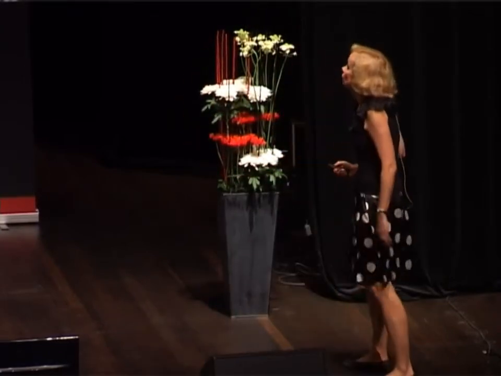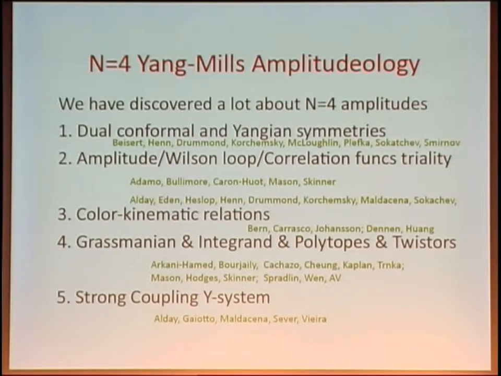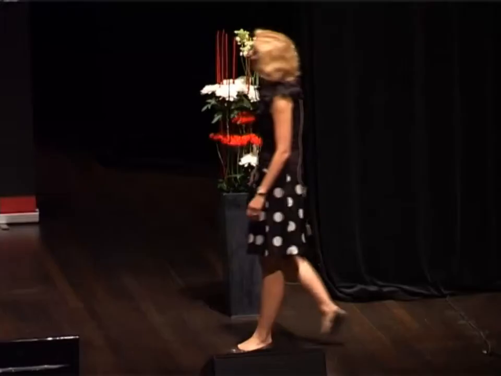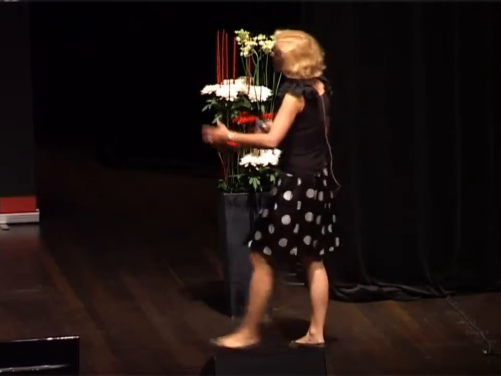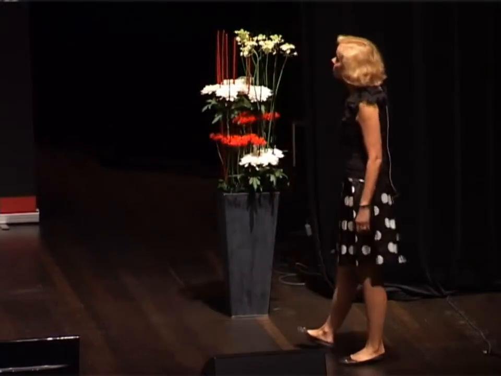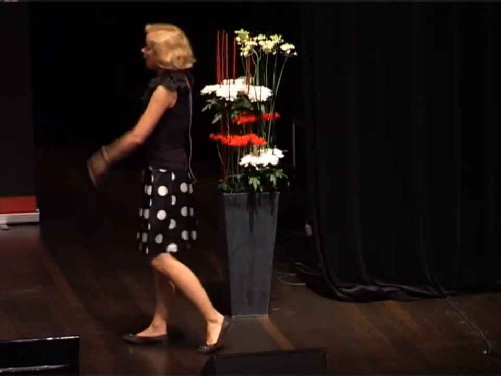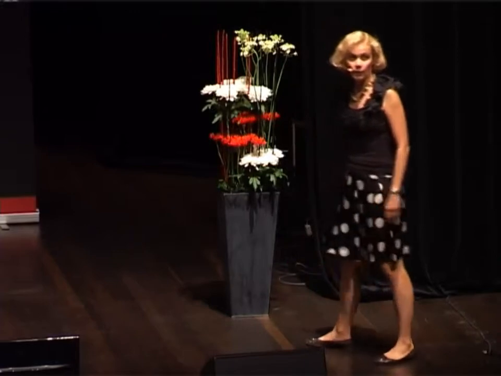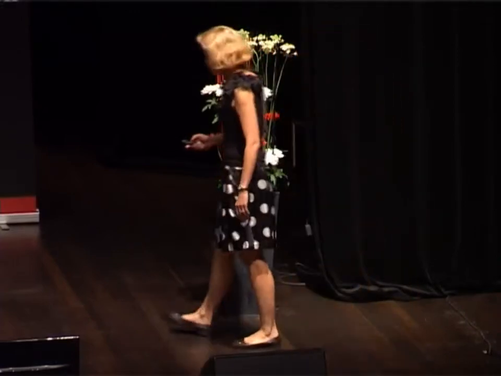Henriette this morning already reviewed a lot about recent discoveries in N=4 Yang-Mills. I made a partial list. We learned a lot recently. There is the appearance of new symmetries, dual conformal symmetries, Yangian symmetries. There is a triality between amplitudes, Wilson loops, and correlation functions. There are color-kinematic relations that Henrik talked about yesterday. And then there's also a bigger picture with Grassmannians, all-loop integrands, polytope pictures, and twistors. And of course, there are also AdS/CFT strong coupling results available for these amplitudes.